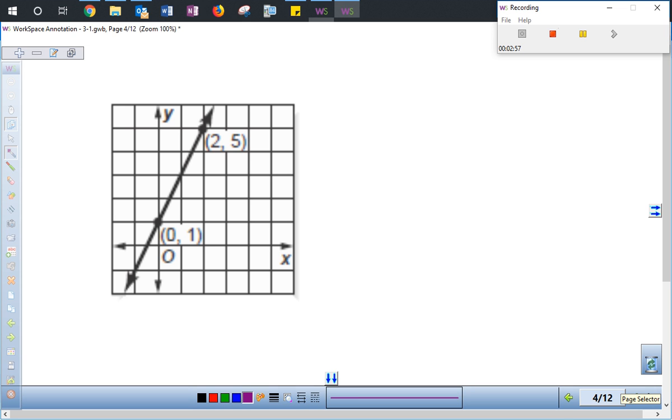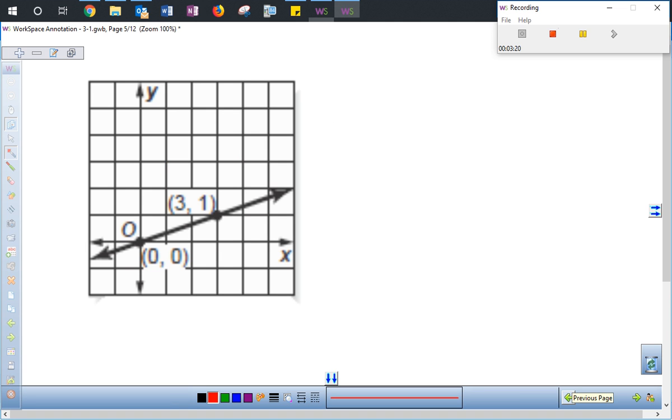On number 4, I need to get from point A here to point B here. So I'm going to go up 1, 2, 3, 4 units. That's going to be a +4. Over to the right 1, 2, which is a +2. Now 4 over a +2 can simplify, and that gives me a slope of +2. On number 5, I'm going to call this point A and this point B. Now to get from point A to point B, I'm going to have to go up 1 unit, which is a +1, and to the right 1, 2, 3 units, which is a +3.